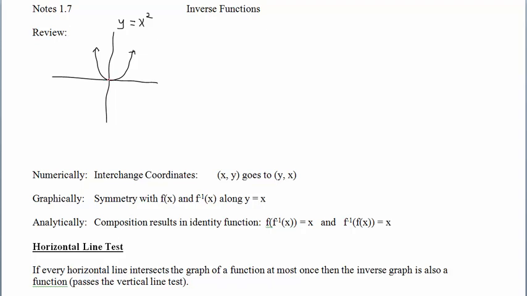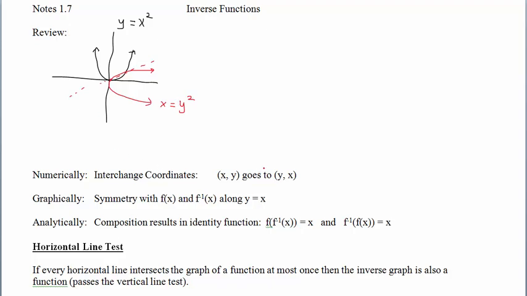If we thought about y equals x and where that falls, something like this, and if we were to fold along y equals x, then we're going to get a parabola that is opening on its side like this. So what's the equation of that inverse function? Well, we just switched the x and y, so the equation of the inverse graph is x equals y squared. That's all we did, switch the x and the y.